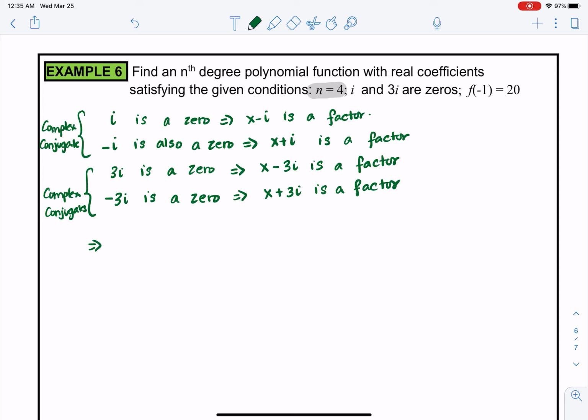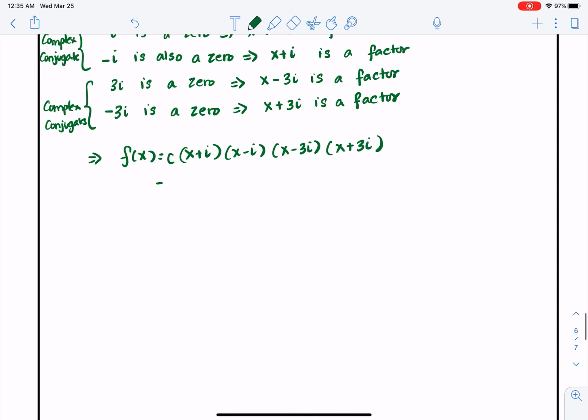So the polynomial is x plus i times x minus i times x minus 3i times x plus 3i, and do not forget the constant c in the front. So if we FOIL the first two factors, we would end up getting x squared plus 1. If we FOIL the last two factors, we would have x squared plus 9.